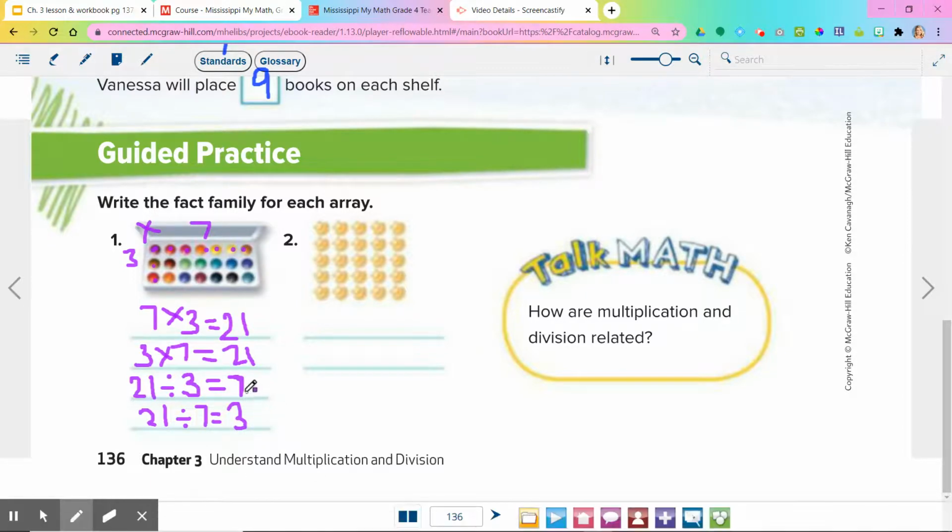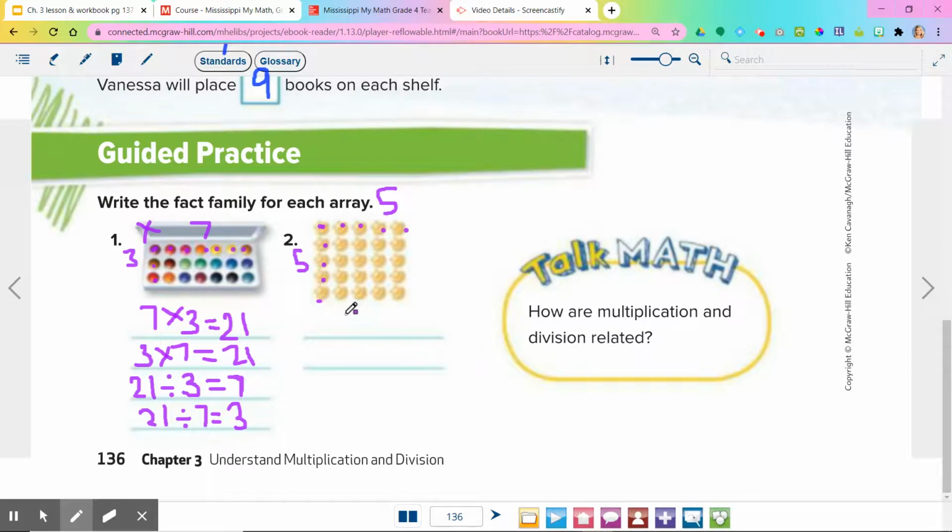If you wanted to double check, you could look at it backwards. 7 times 3 equals 21. 3 times 7 equals 21. All right, now let's look at number 2. Now notice on number 2, I have 1, 2, 3, 4, 5. So 5 on top. 1, 2, 3, 4, 5. 5 on the side. Don't forget to count that one for up and down and across.